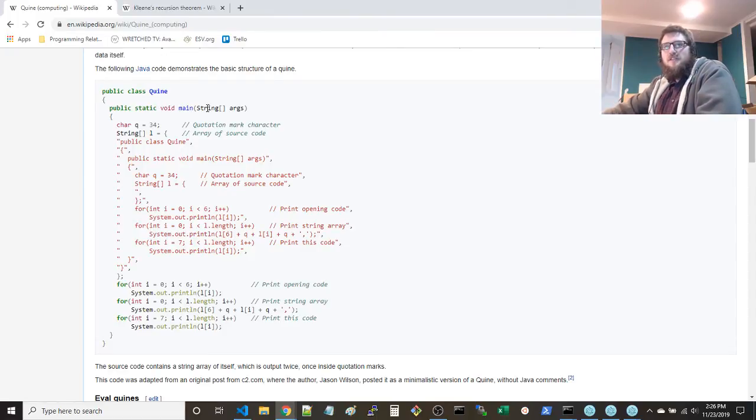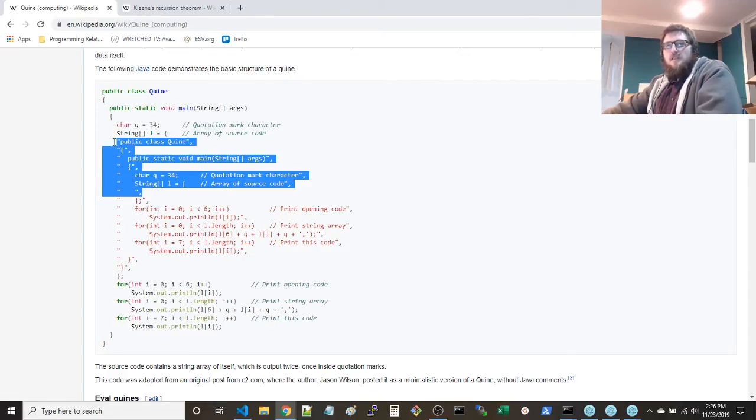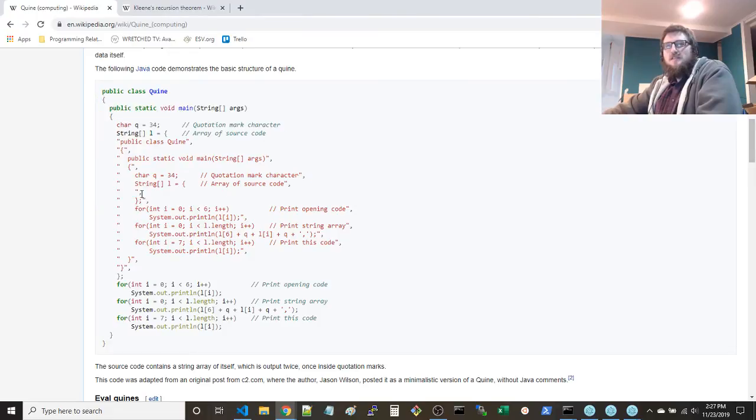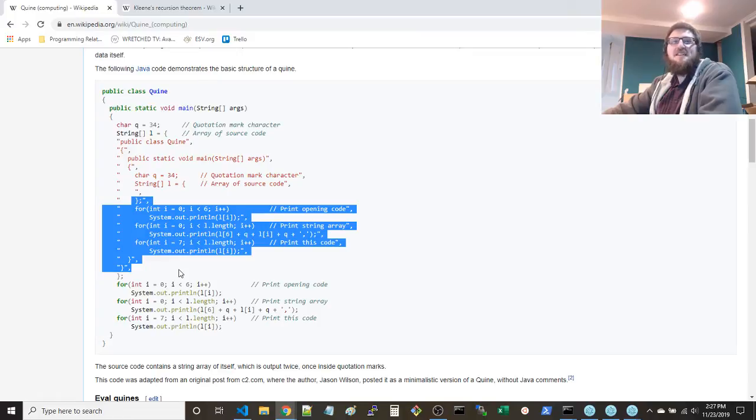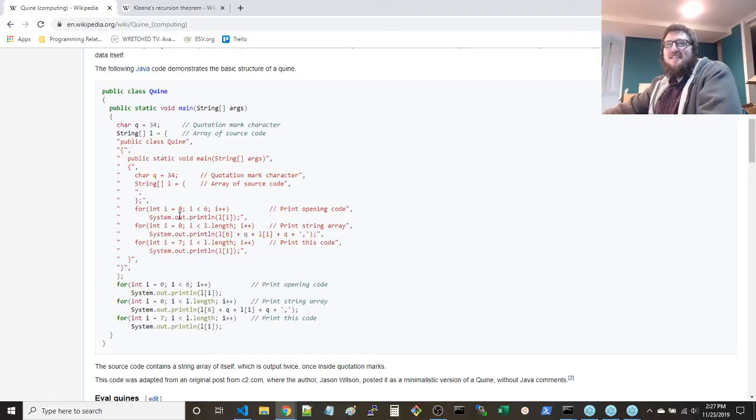All right, public static void main, string, quotation mark, character array of source code. So you've got this initial part, right? That makes sense. Quotation mark, character array of source code. Okay, this makes sense. This data piece is string, and then this is where it gets interesting. What do you put in here? What goes here? Array of source code.